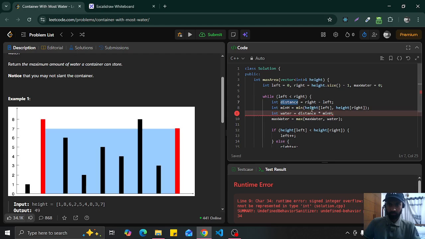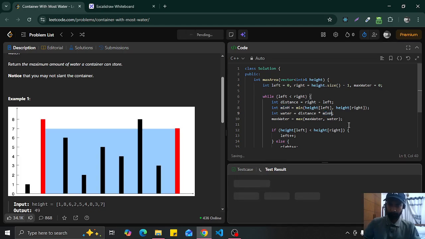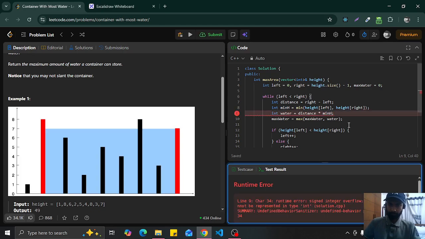Right minus left. Right is height of size minus 1, left is 0. Height of left, height of right. Distance into minimum height.